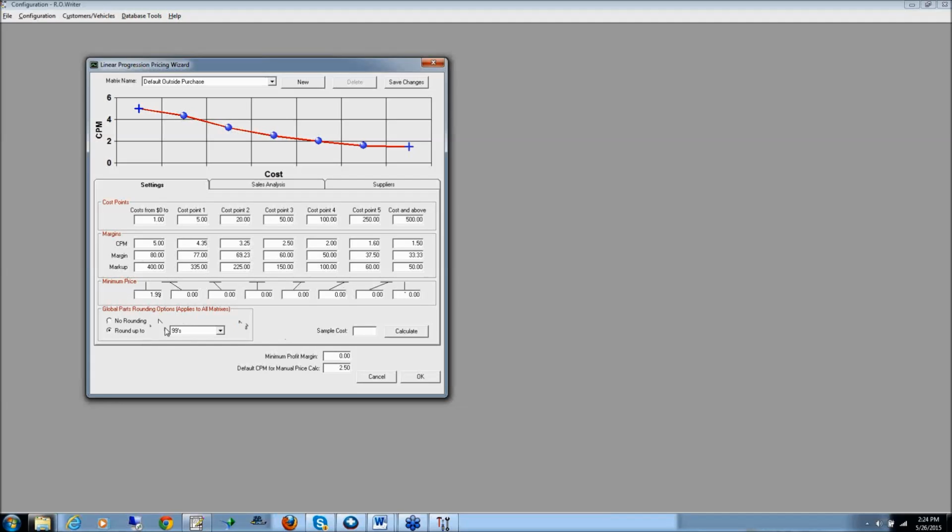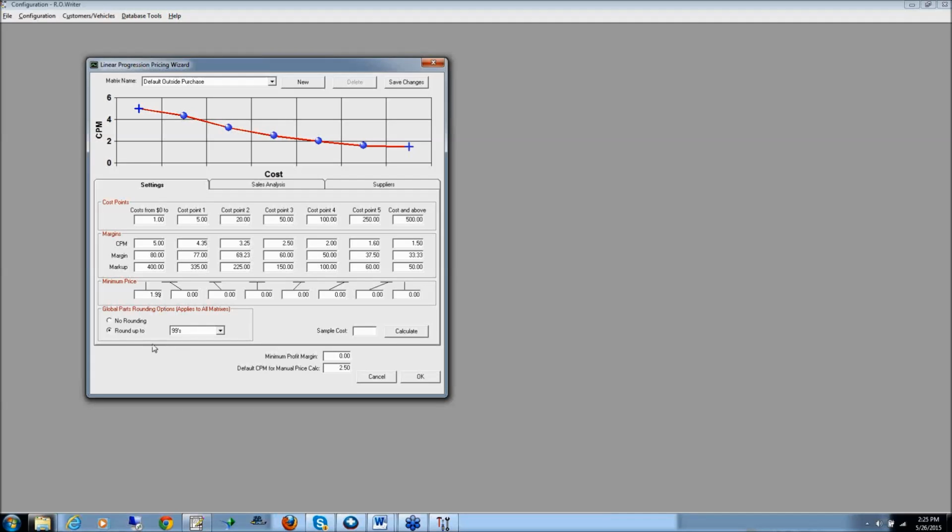Down here towards the lower left-hand corner, it says Global Parts Rounding Options applies to all matrices. Important to note that we can create as many different matrices as we'd like, both for parts that are on my shelf and parts that I'm buying on the outside. However, when we set the rounding parameter, it will apply to all of them, and we cannot vary. So I can't say round in-stock parts up to 99 cents, round parts on the outside to 50 cents. We're going to set that rounding parameter, and we're always going to round based upon that one rounding parameter.